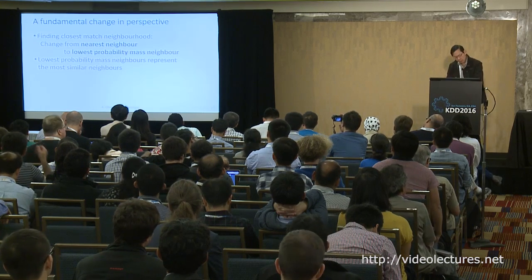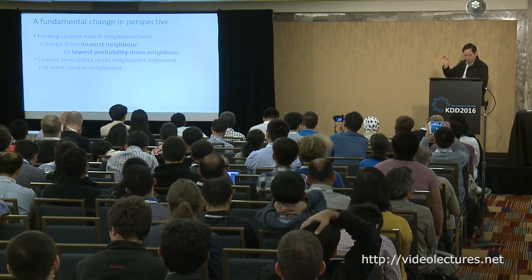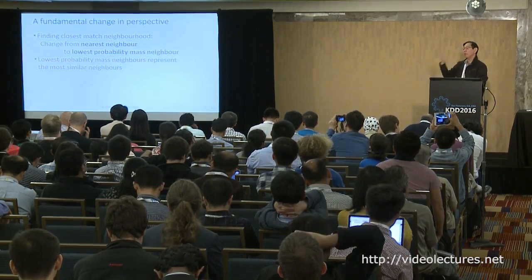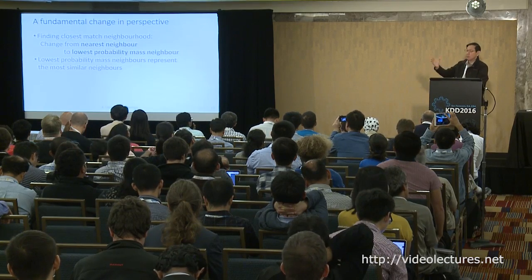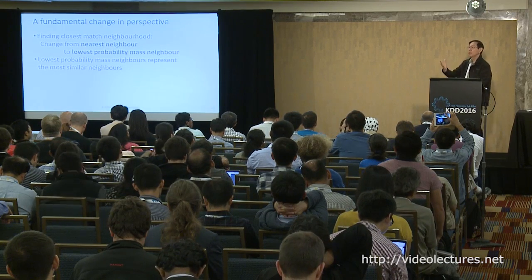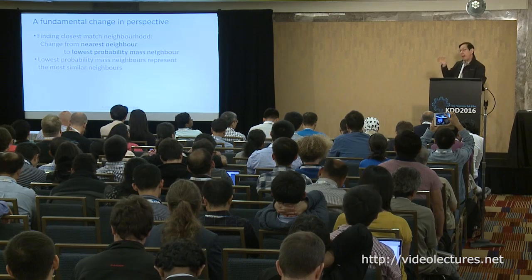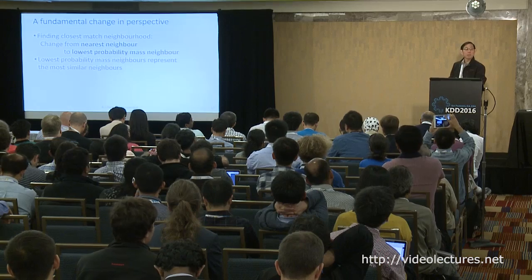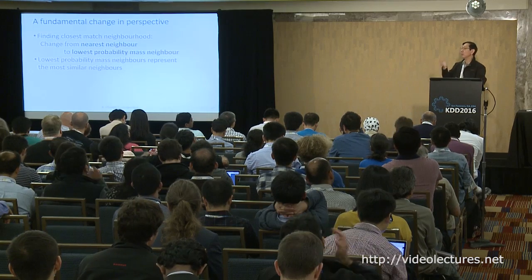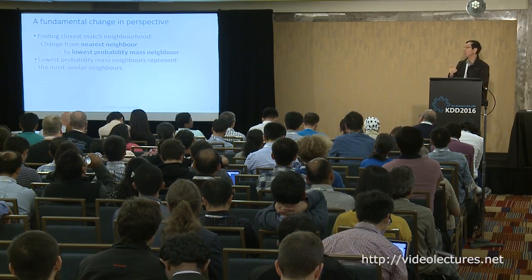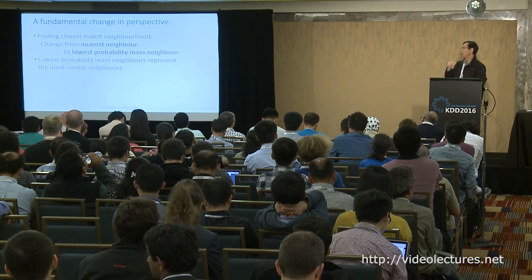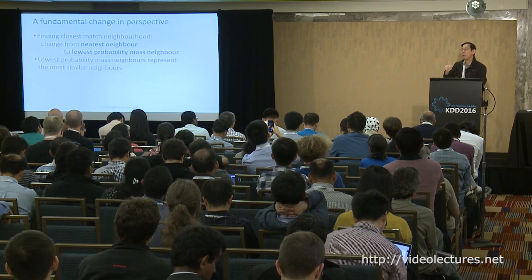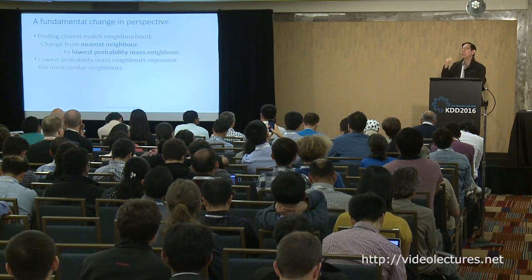So we all know that, given a point, we want to find the closest matched neighborhood. Because we are familiar with distance, almost always we use the distance function. What that means is, for x, we want to find the nearest neighbor. But if you now change to use the data-dependent dissimilarity, then your most similar neighbor is in fact defined by the lowest probability mass.